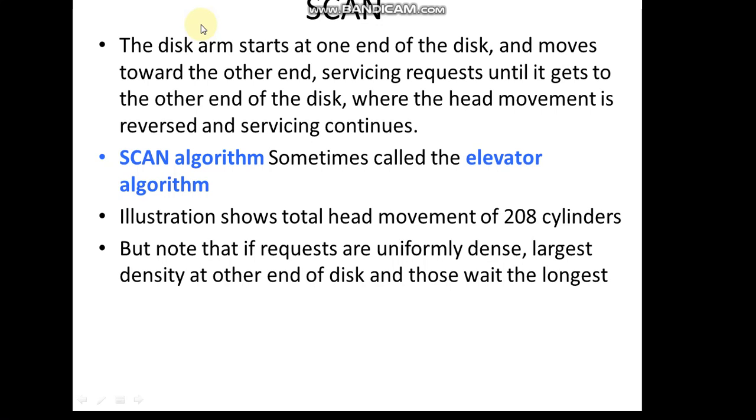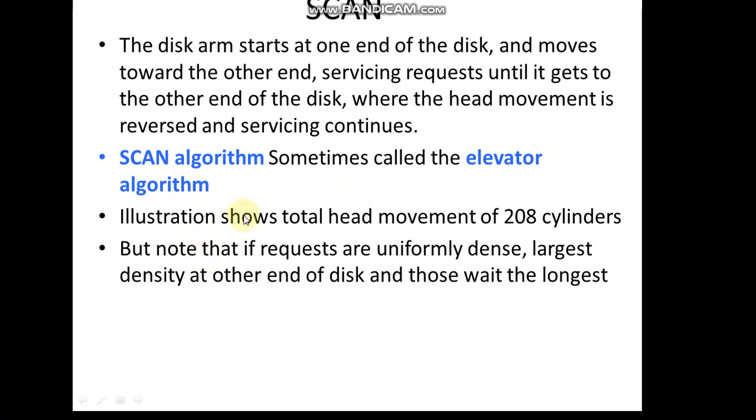The disk arm starts at one end and it goes on scanning from one end to the other end. On the way, it is servicing the requests until it gets to the other end of the disk, where the head movement is reversed and servicing is again continued till all the requests are satisfied in the request queue. The SCAN algorithm is also sometimes called the elevator algorithm.